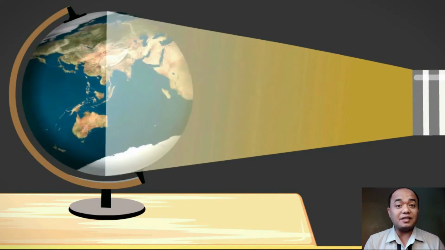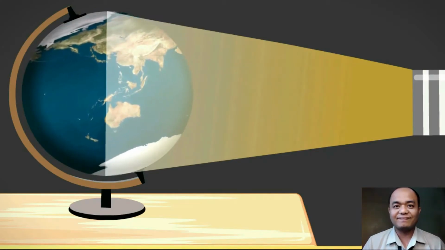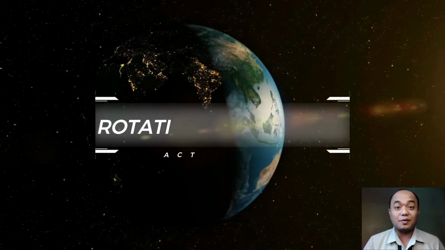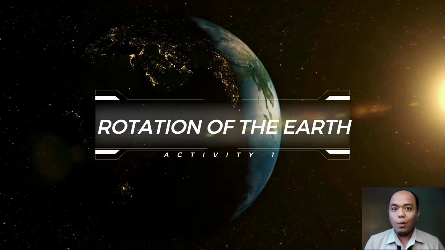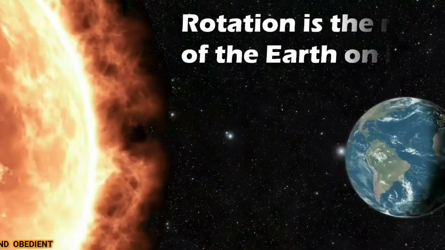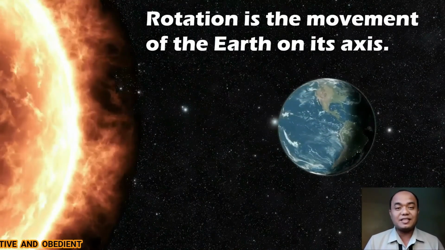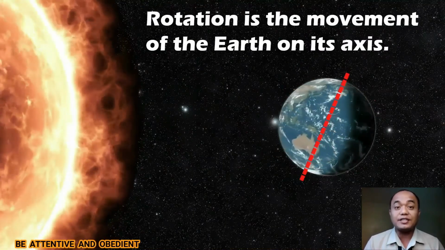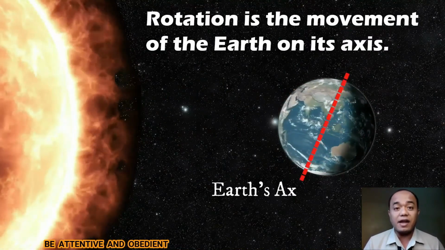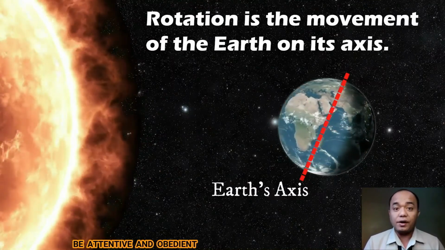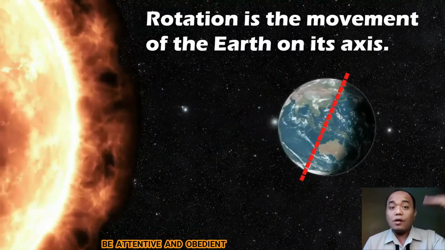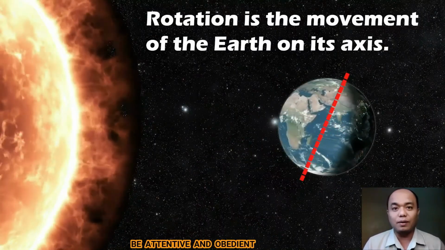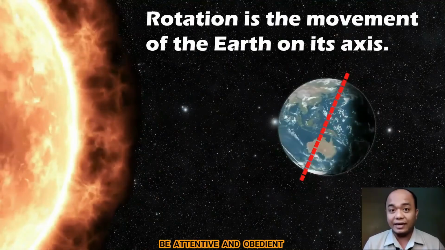What do you think is being described in your activity number 1? Very good. Your activity number 1 describes the rotation of the Earth. And what do we mean by the Earth's rotation? Very good. The rotation is the movement of the Earth on its axis. The red line here represents the Earth's axis. It is just an imaginary line where the Earth spins. Earth's axis goes from the North Pole through the center to the South Pole. And you notice it is tilted.